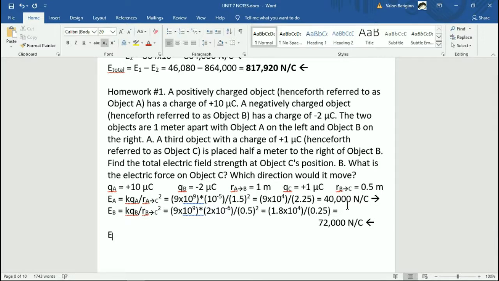So what is our total electric field? We have this much to the right, this much to the left, which means our total electric field is going to be 32,000 newtons per coulomb to the left. So this is your answer for A.